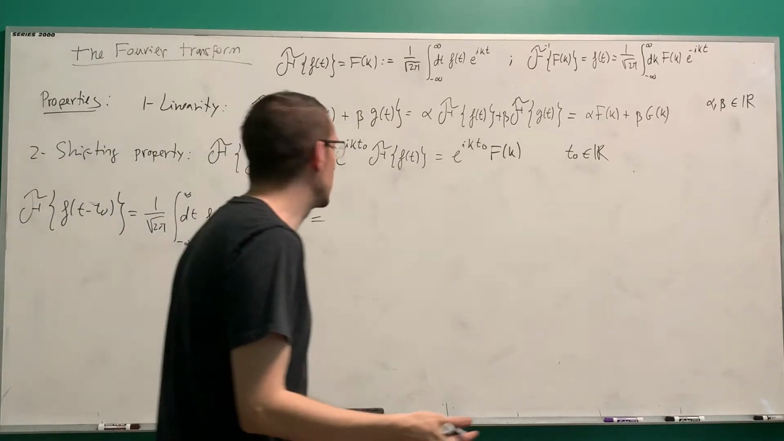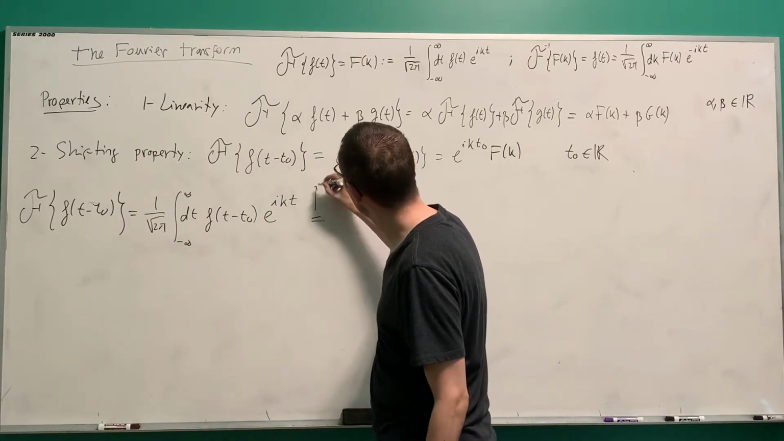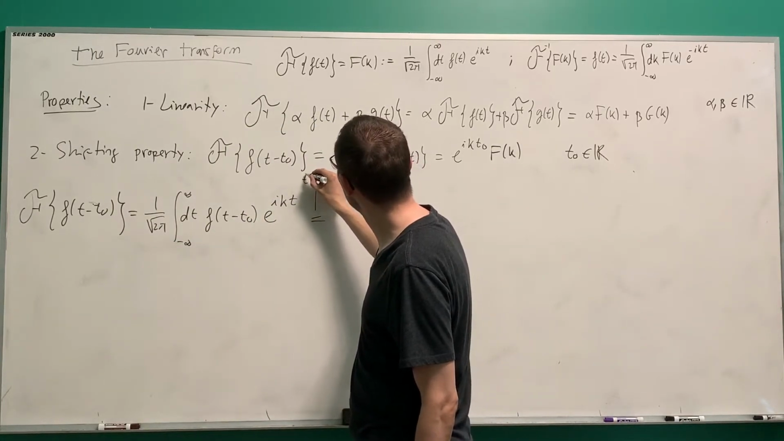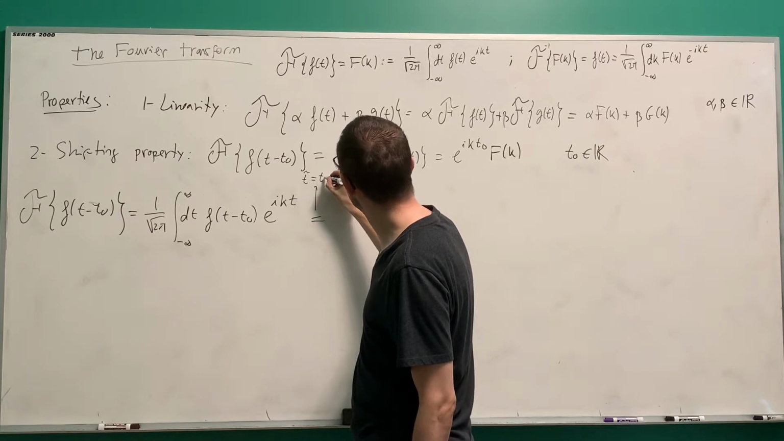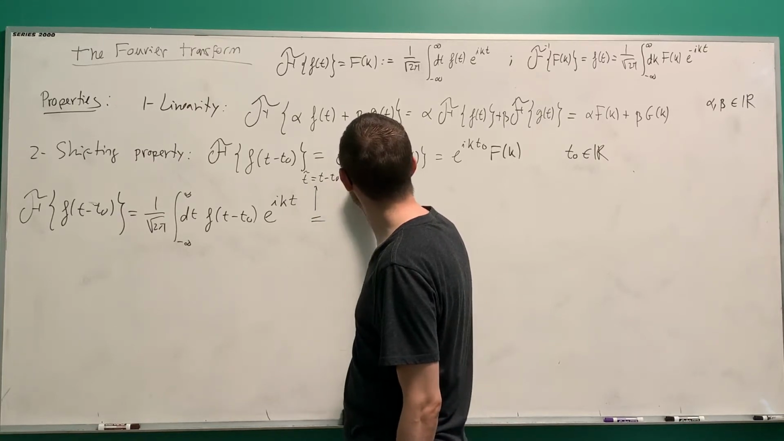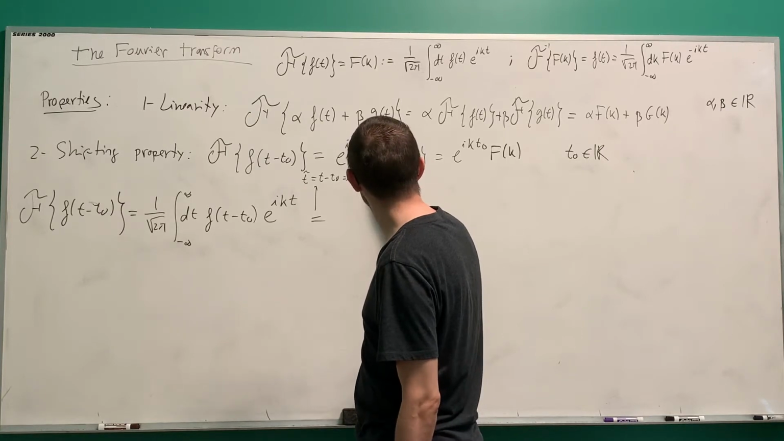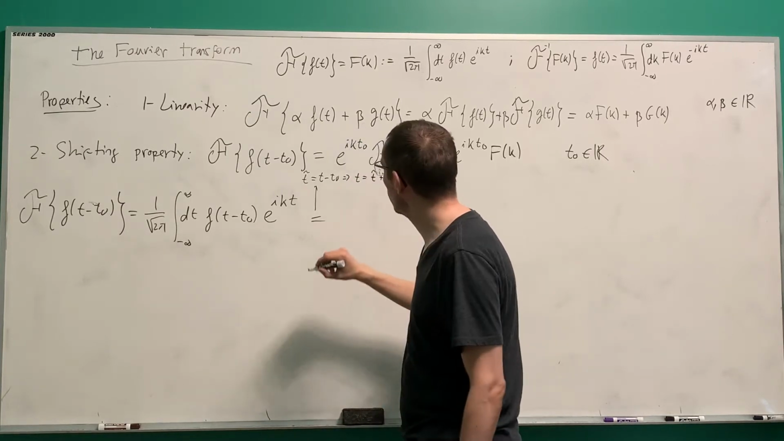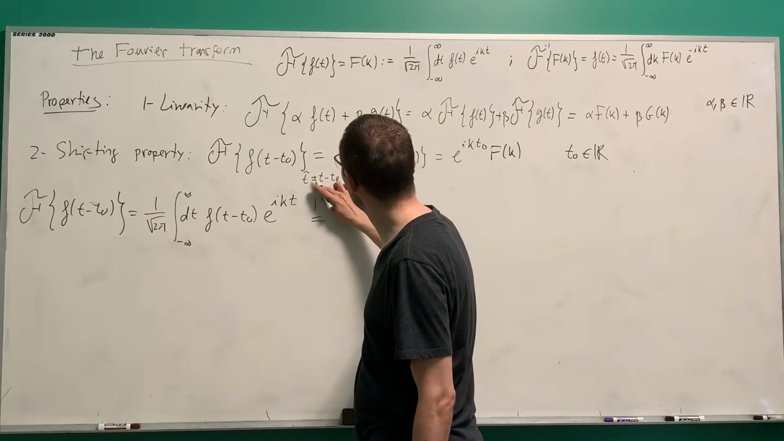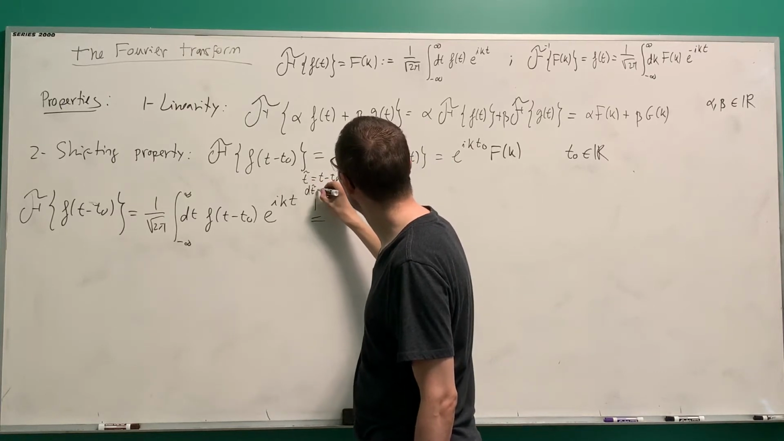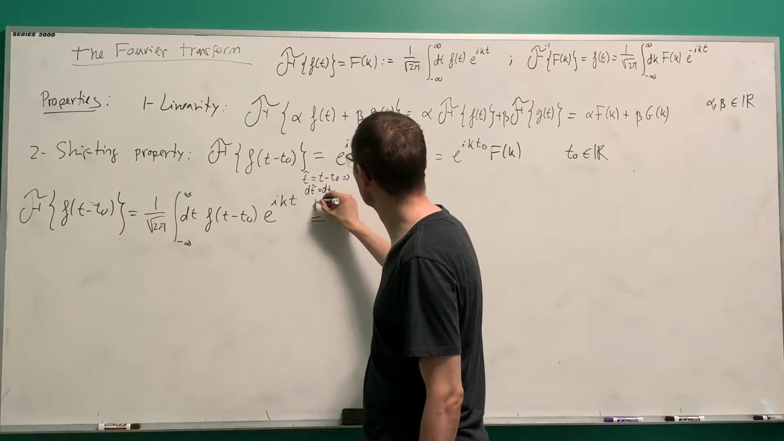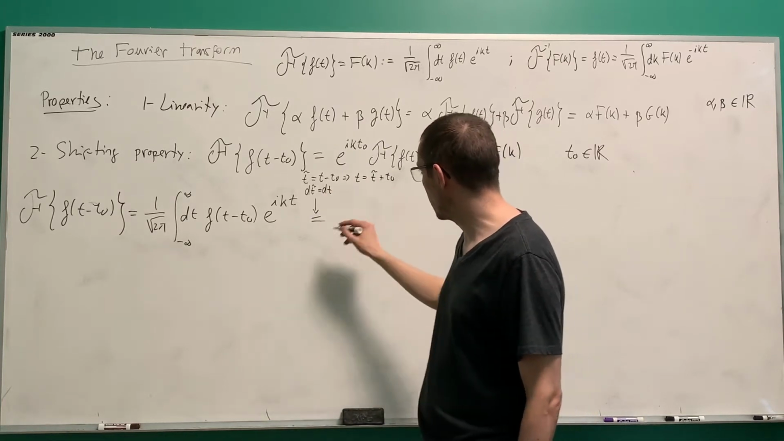Now, what we're going to do is a change of variables. So I'll write it here. The change of variables I'm doing is t tilde equals t minus t0, which means that t is equal to t tilde plus t0. Also, it means that dt tilde equals dt, because t0 is a constant.